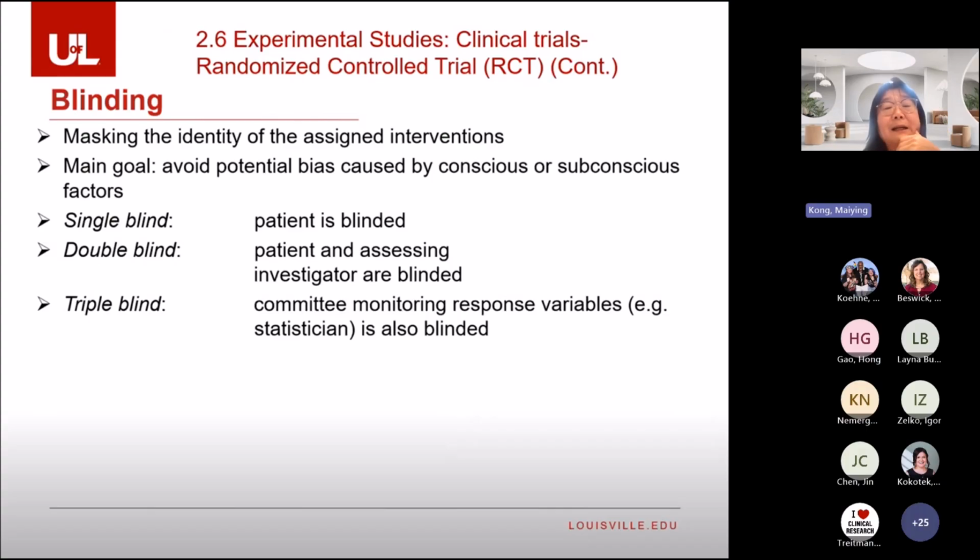For blinding, the goal is to avoid potential bias caused by conscious or subconscious factors. Single blind, the patient is blinded to whether they receive treatment or control. Double blind, the patient and the assessing investigator are blinded. Triple blind, including the committee monitoring the response variable, is also blinded.